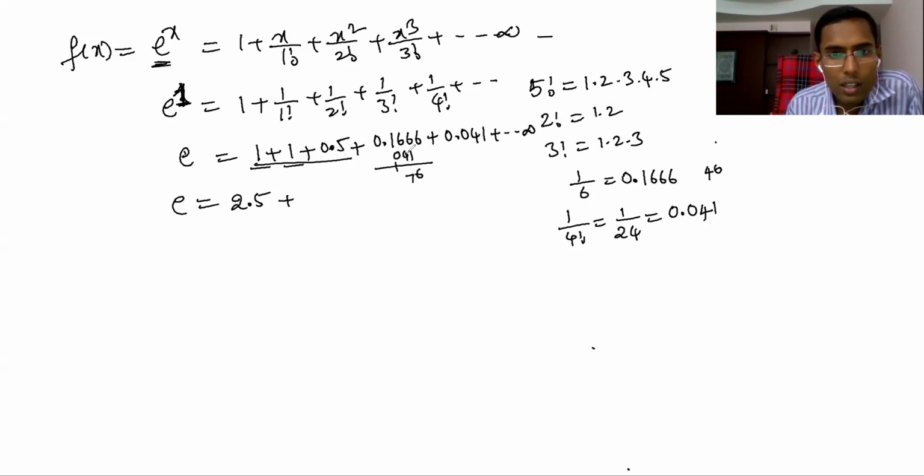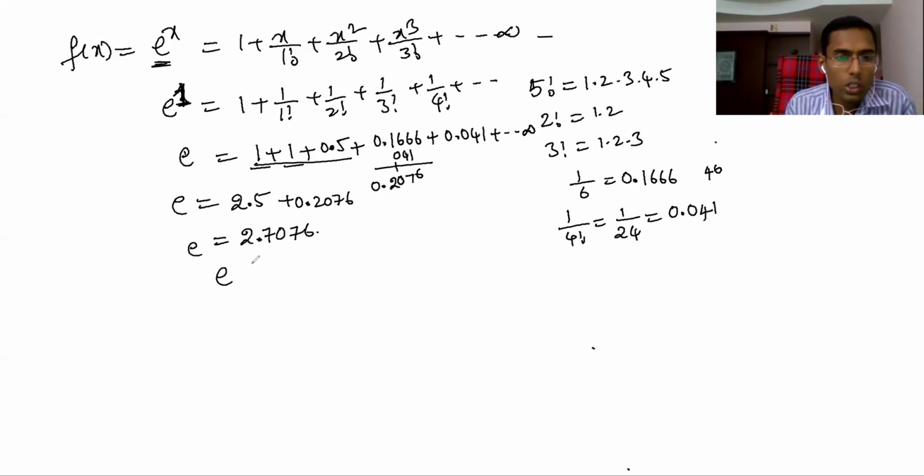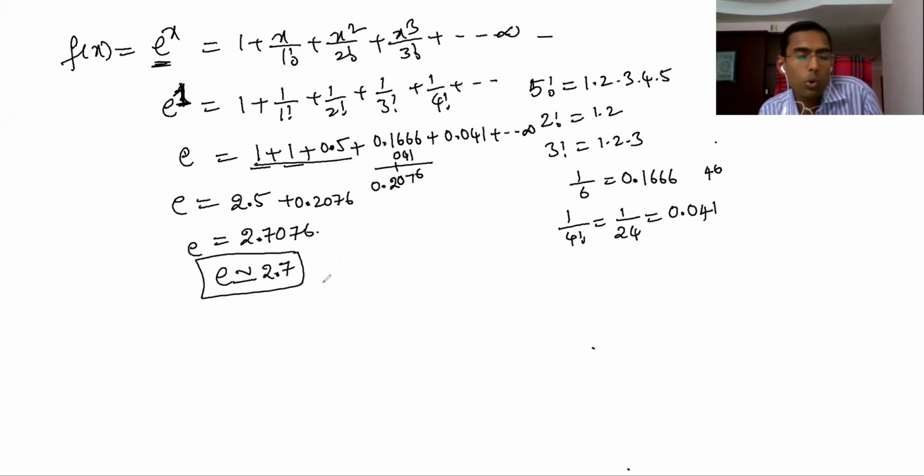Adding these up, I get something like 2.7, with digits 0, 7, 6 following. If you round up, you get 712 or something. So the value of e is approximately 2.7. This is approximately 2.7, and this is what e is.